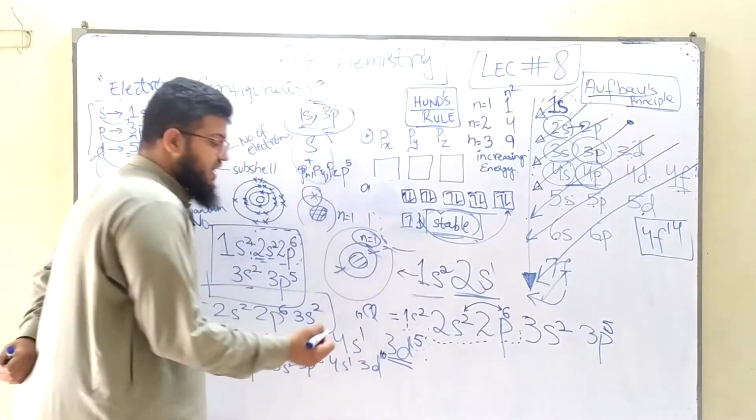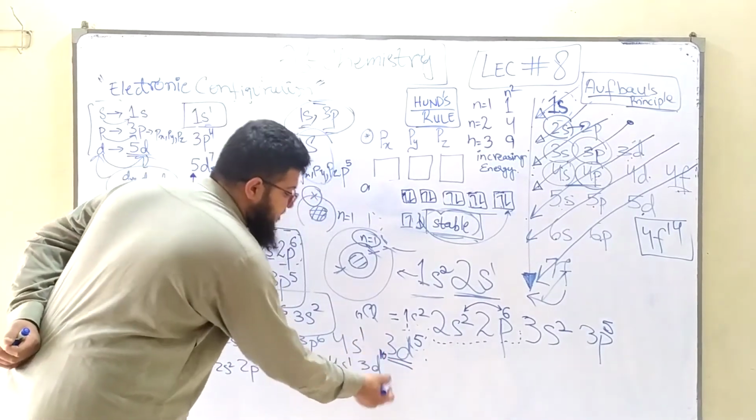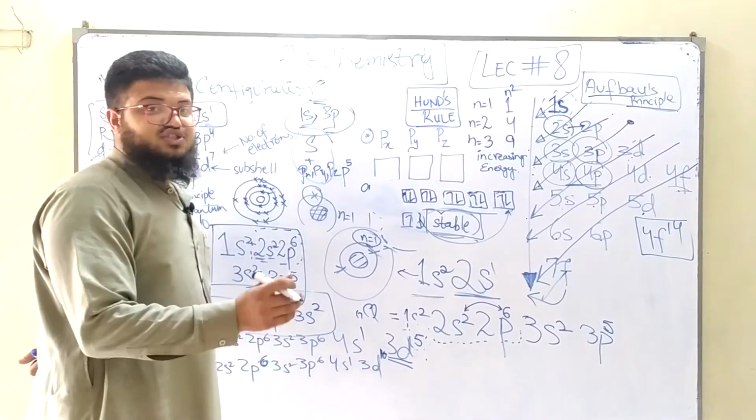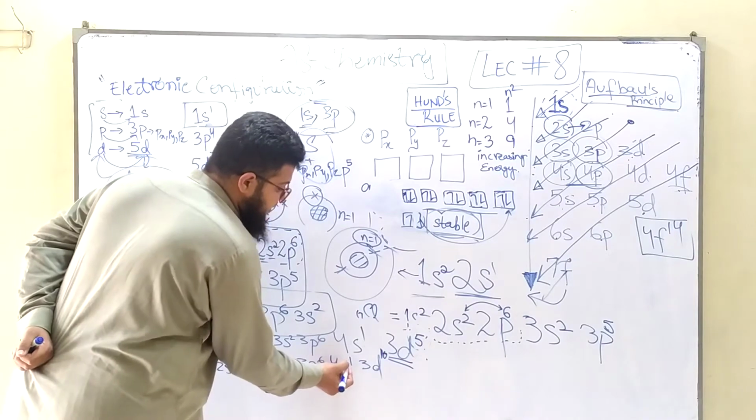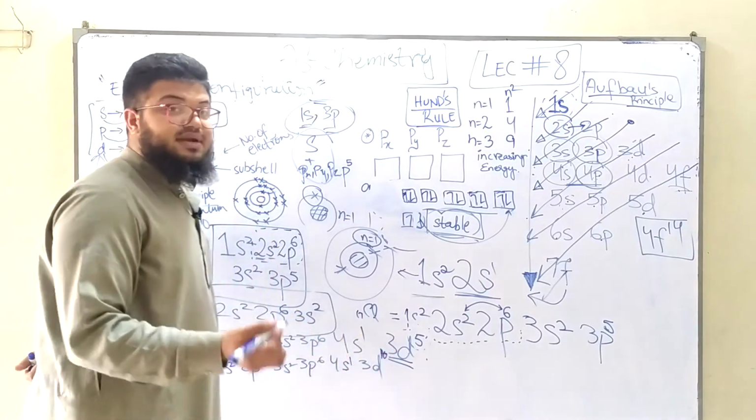So it appears as if the 3d orbital is filled before the 4s. Actually, it's not filled, but rather it's for stability that the 4s is going to become 1 and the 3d is going to become 10.